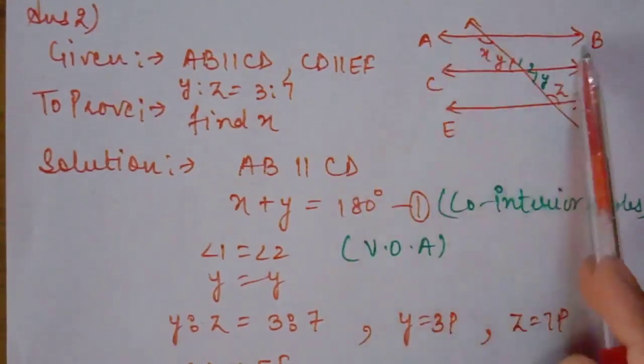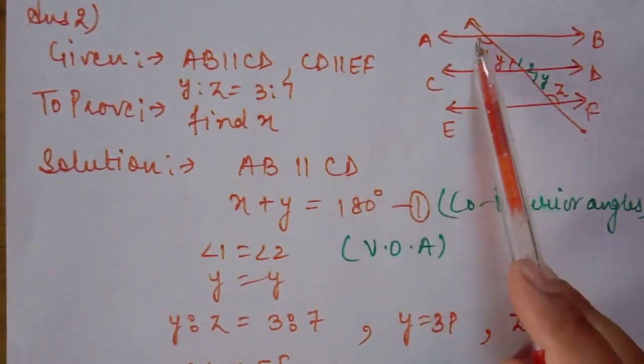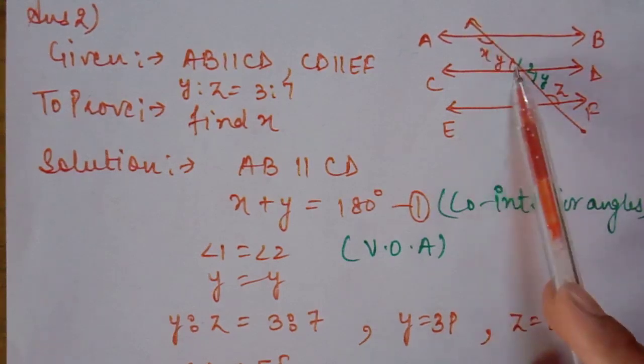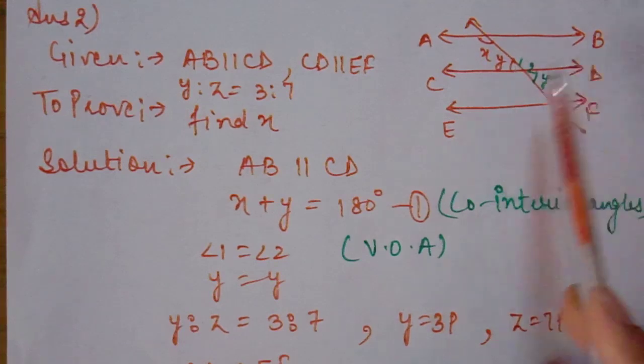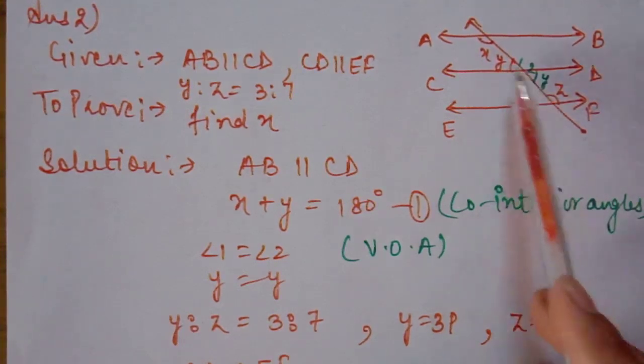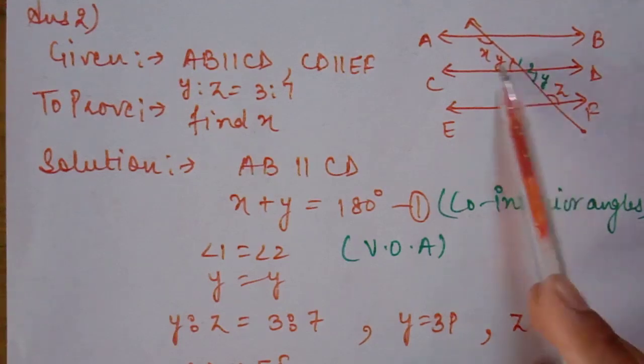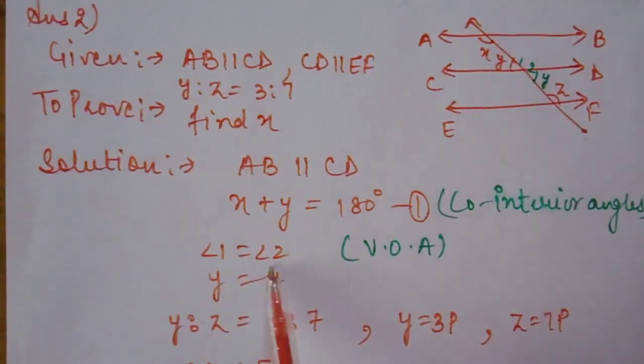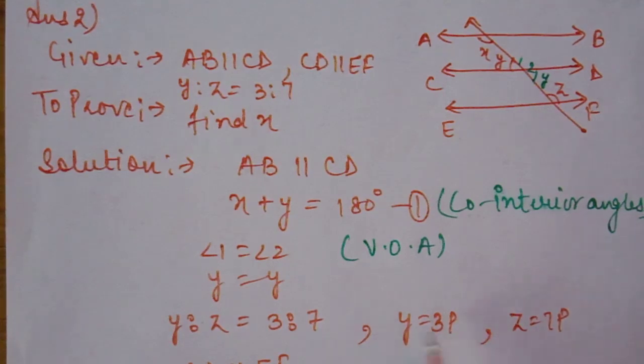So if AB is parallel to CD, then definitely x plus y is equal to 180 degrees. What is the reason? Co-interior angle. Angle 1 and angle 2 are vertically opposite each other, then definitely they are equal to each other. 1 and 2 are equal, reason is vertically opposite. The value of both angles is y. We know that y ratio z is 3:7. Definitely we will solve this ratio.